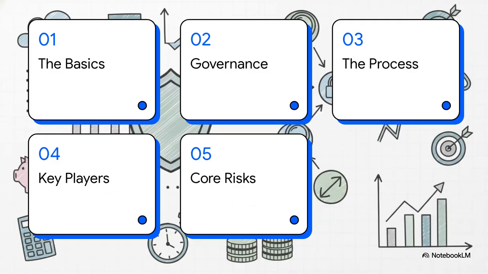So, here's how we're going to break it all down for you. We've split this into 5 key sections. We'll kick things off with the basics, then get into the governance structure, the actual risk process, the key people involved, and we'll wrap up with the major risks banks are up against.